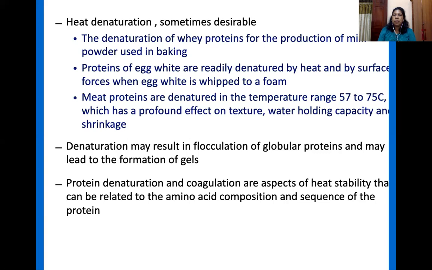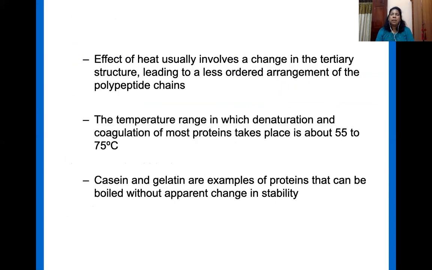Now you know the answers, so think about what will happen to the protein inside these products. The effect of heat usually involves a change in the tertiary structure, leading to a less ordered arrangement of the polypeptide chains, right? If it is orderly arranged, you can see this type of structure. If it is less ordered, then you come out with a different structure.